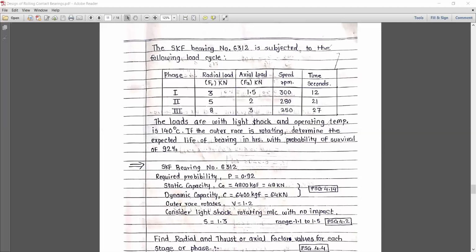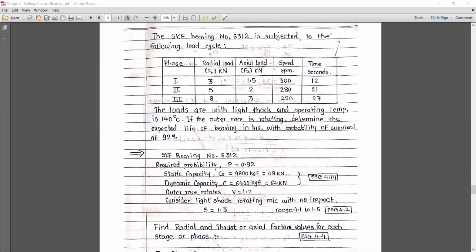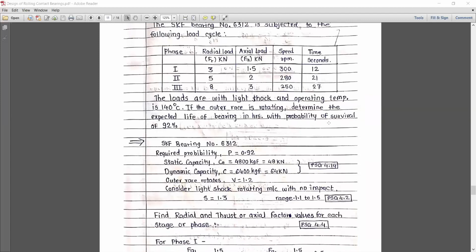If the outer race is rotating, determine the expected life of the bearing in hours with a probability of survival of 92%. As we know, here the cyclic load as well as the temperature effect is given in this problem. So let's check how we can solve this problem.